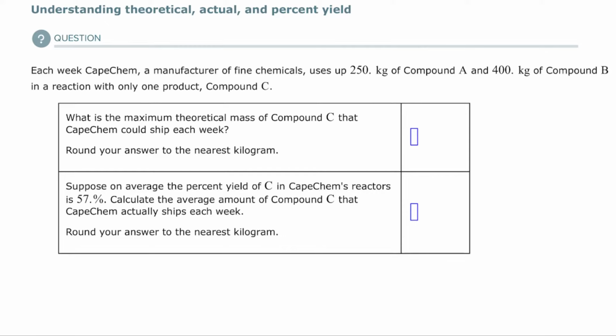If you were to compare those two numbers, take the actual yield and divide it by the theoretical yield, that is the percentage of your theoretical yield that you actually got, and that's called your percent yield.